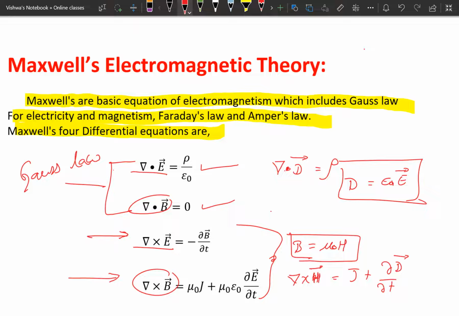Okay, so now let's derive the two more equations, that is the third equation and the fourth equation. The derivations of these two equations are a little bit lengthy.